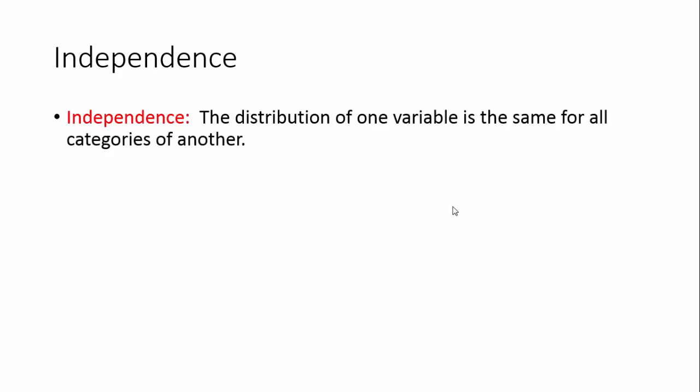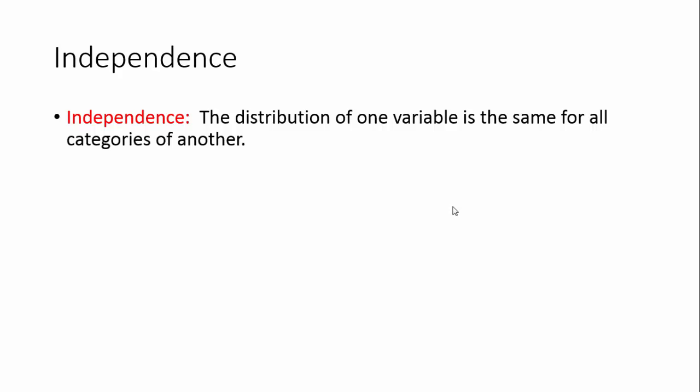Now that we have this notion of contingency table, marginal distribution and conditional distribution, we want to add one thing to this and look at independence. What this means is, when I have two variables, are they in some way connected? Independence would mean that if I looked at the distribution of one variable, it's the same for every category of another variable. I'll give you an example of this in a second.